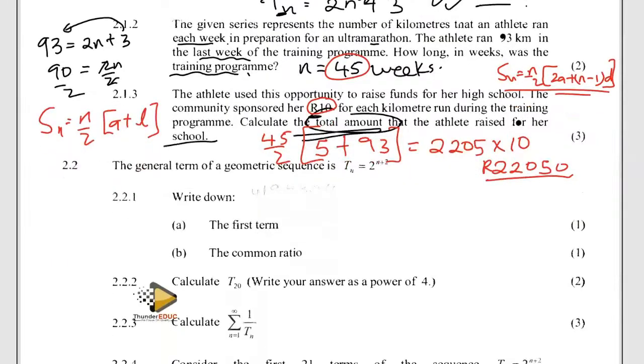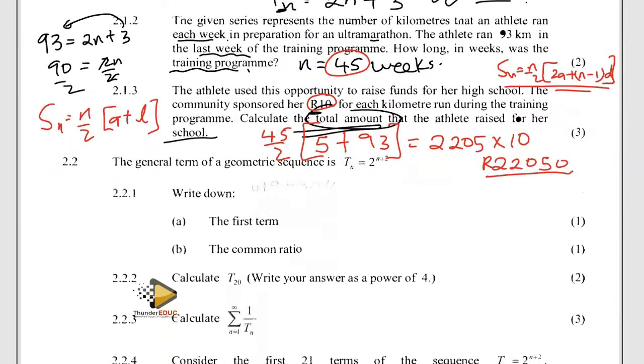All right, then 2.2, they're telling us that the general term of a geometric sequence is given as 2 to the exponent of n plus 2. Write down the first term. So for T1, we just replace n with 1. So 2 to the 1 plus 2, which is 2 to the 3, which gives us 8. Then they want us to get the common ratio.